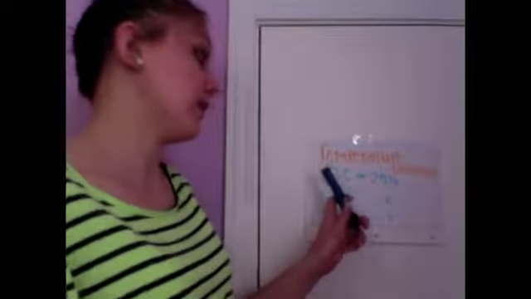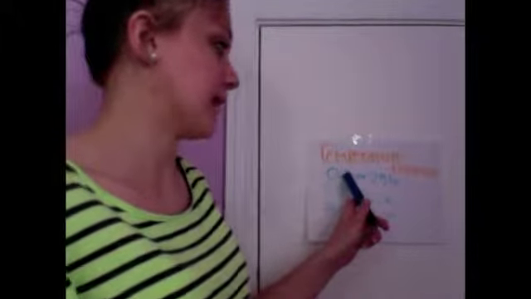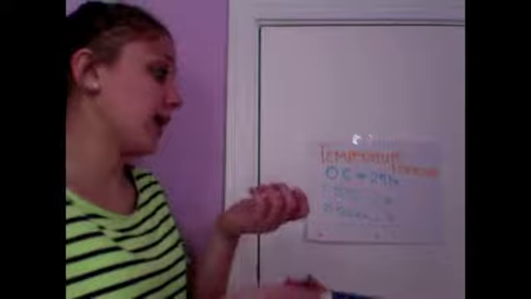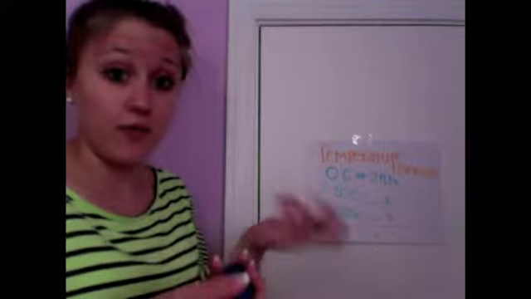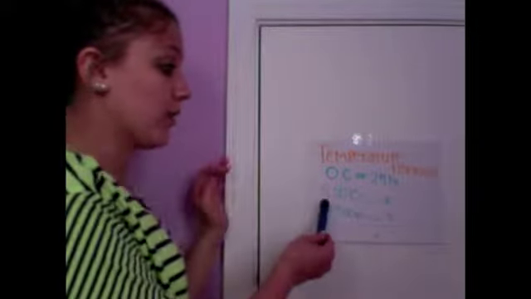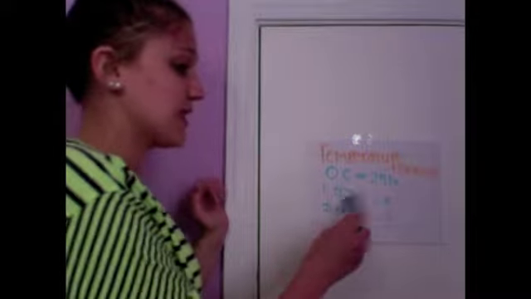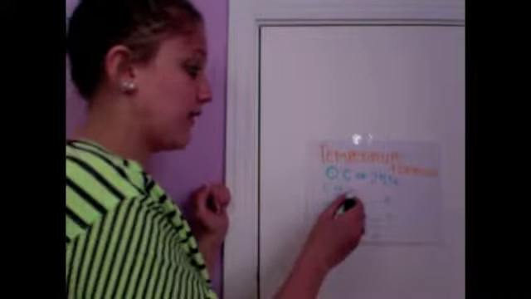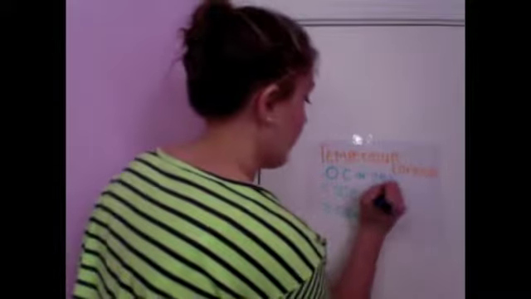So using the formula 0 degrees Celsius is equal to 273 Kelvin, you can determine how many degrees Celsius is in Kelvin. So for number 1, you are trying to find 50 degrees Celsius is equal to how many Kelvin. So what we have to do is add 273 to 50 to equal 323 Kelvin.